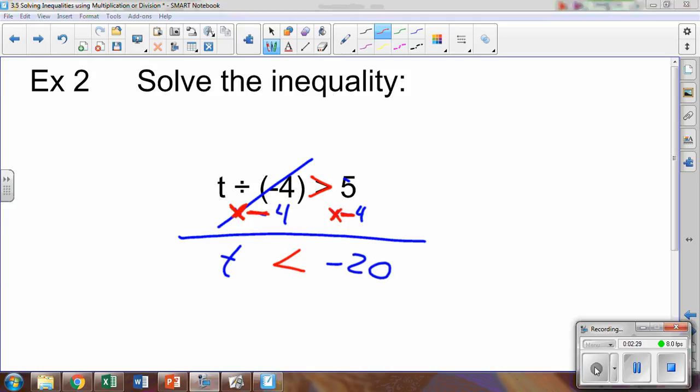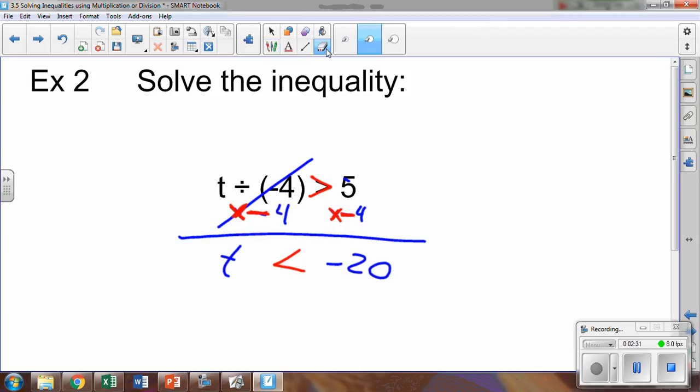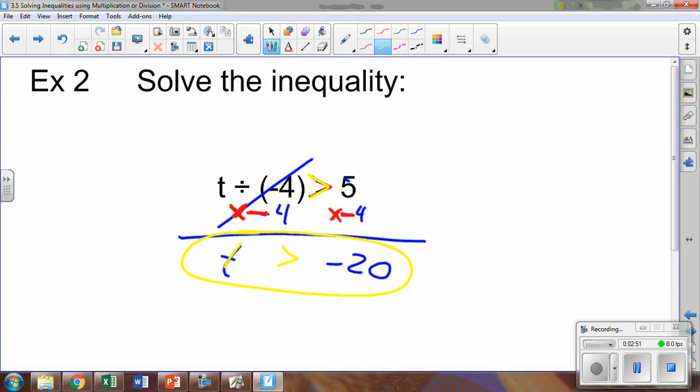And if you're not really buying that, we could very easily verify that this stuff is true. Remember, we are claiming that this is a set of all the numbers that make the original true. If we do not flip it, if we actually kept the direction of the original, if we actually said greater than stays greater than, then this would tell us we could pick any number that's greater than negative 20, and it should make the original one true.